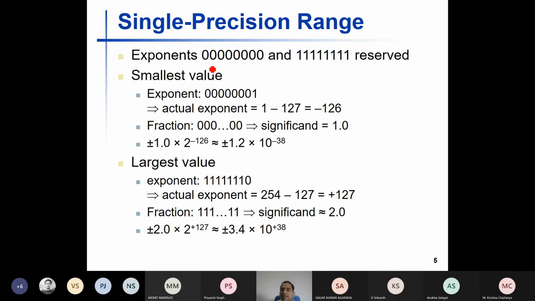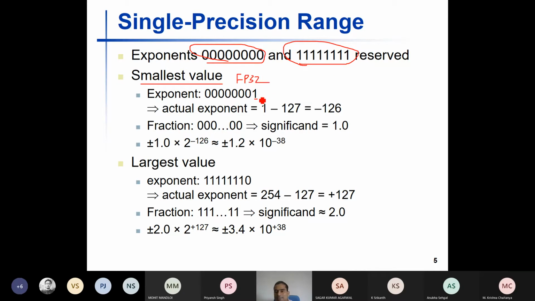So the first thing is the exponent being all 0 and exponent being all 1, that has a special meaning. So that is reserved for a purpose. All right. So what is the smallest value I can store? It is when the exponent value is, what is the smallest value you can store in FP32?